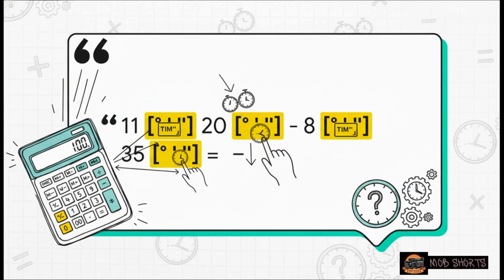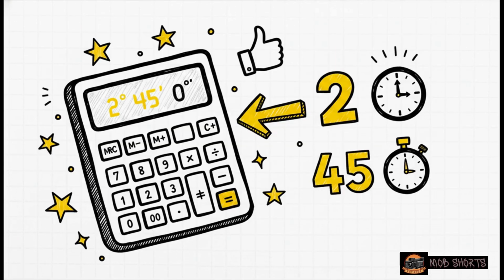And let's put in the start time. 8, hit the time button, then 35 and hit the time button. Ready? Hit the equals button and look at your screen. It should show something like a 2 with a little circle, a 45, and then a 0. That's the calculator's way of saying 2 hours, 45 minutes, and 0 seconds.